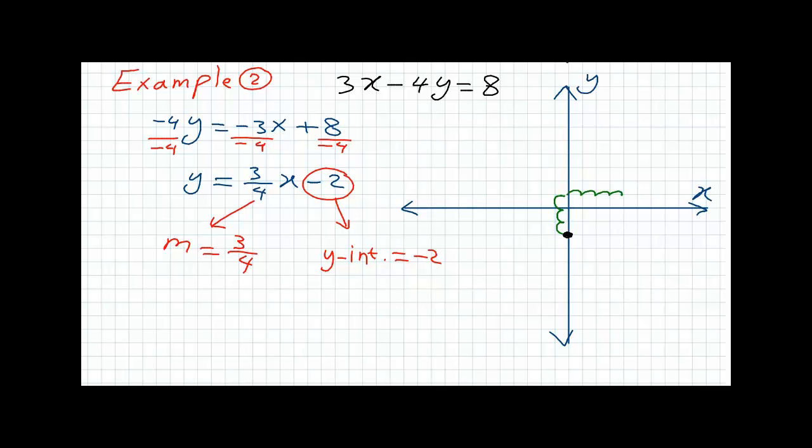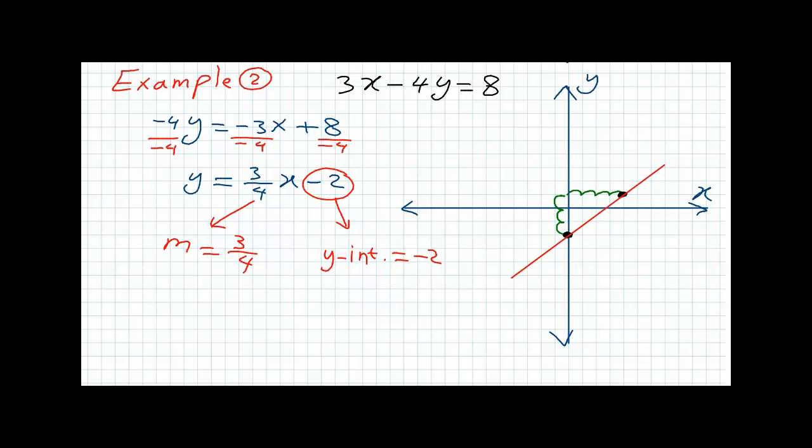So if the numerator is positive, we go up. If it is negative, we go down. But the denominator, we always go in the right direction. Now, plotting the second point over here, we can draw our line which passes through these 2 points. And this is the graph of the line, which is represented by this equation.